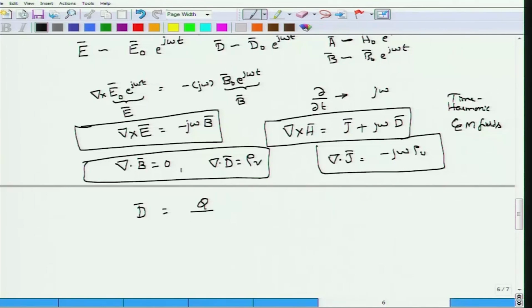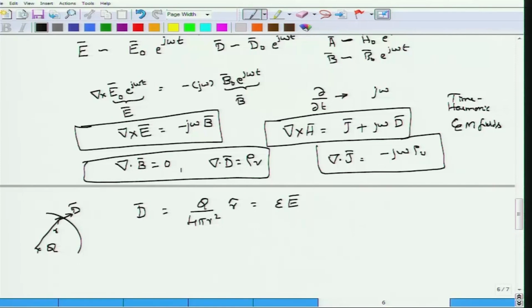the D field for the static case will be Q by 4 pi r square in the direction of R. Of course, this D field would also have been equal to epsilon times E, where epsilon is the permittivity of the dielectric that you are considering. So, you have a charge here which is Q, and I am looking for the D field around distance R at this point, and this D field is given by this expression.